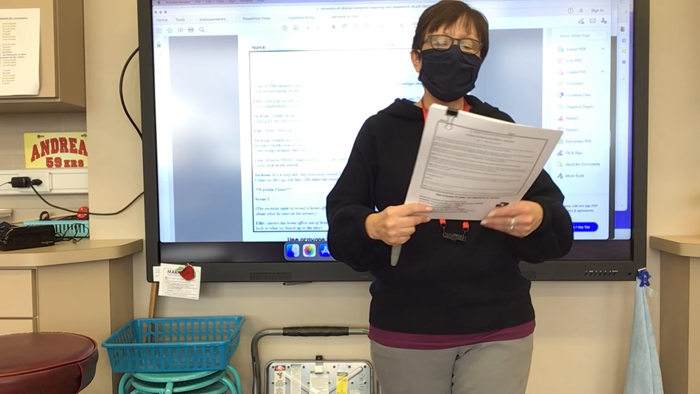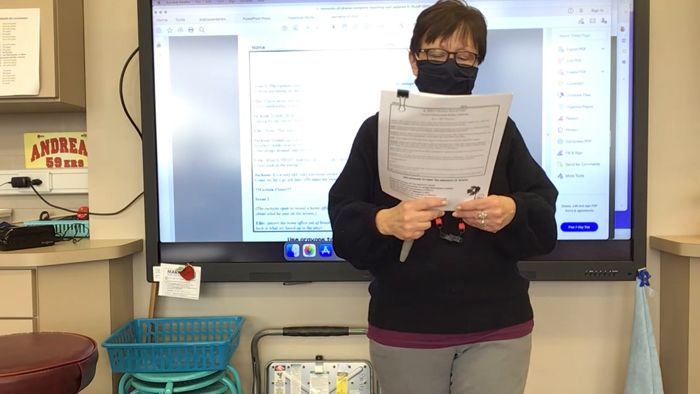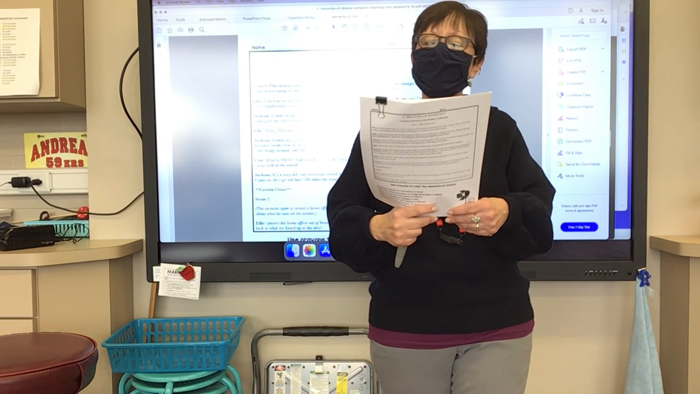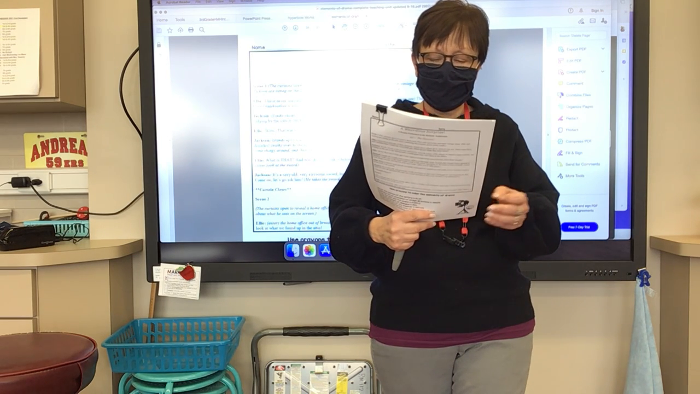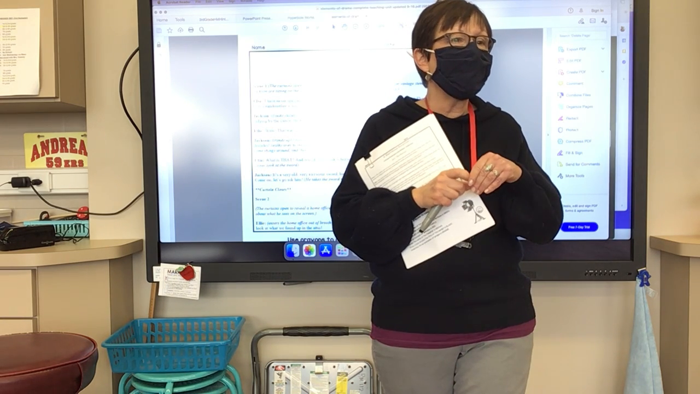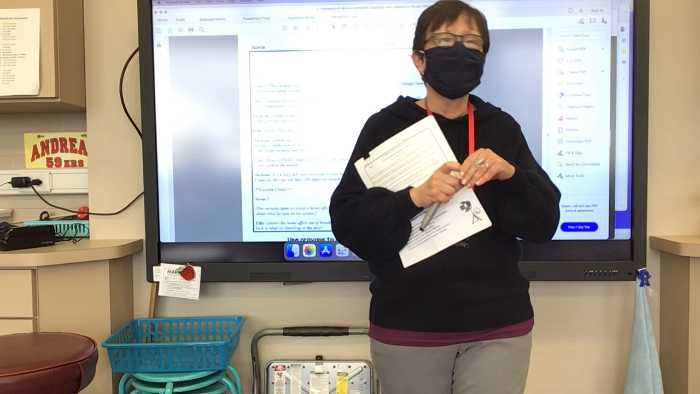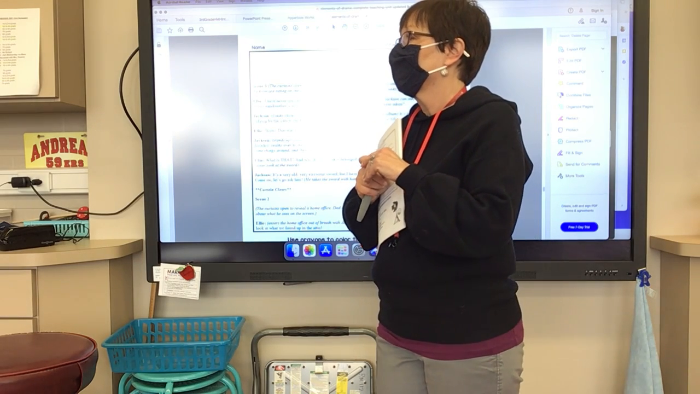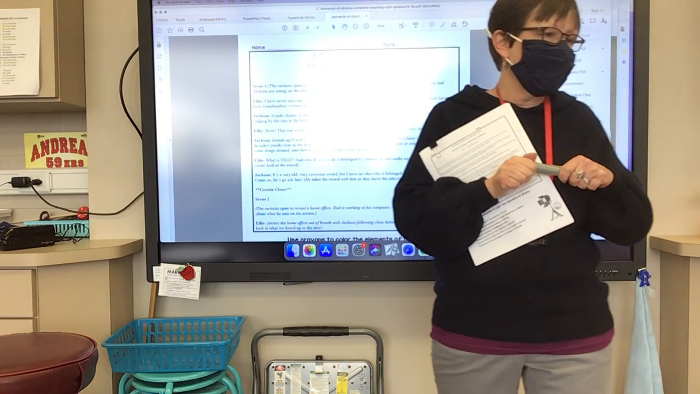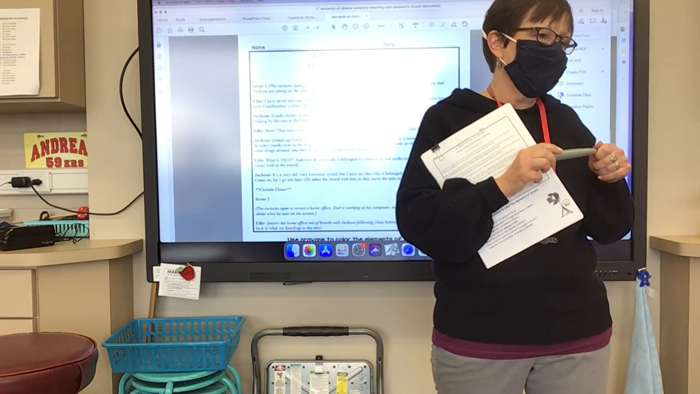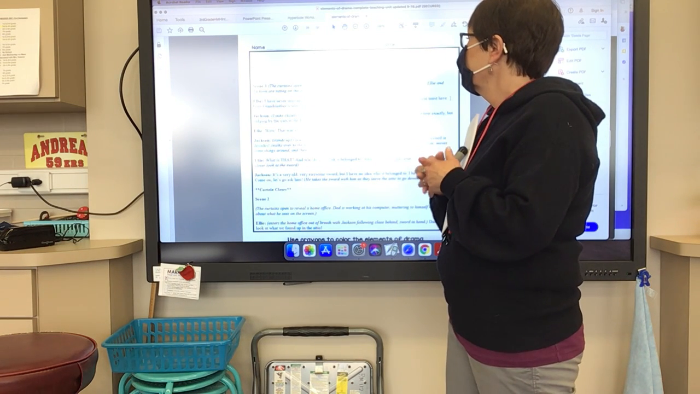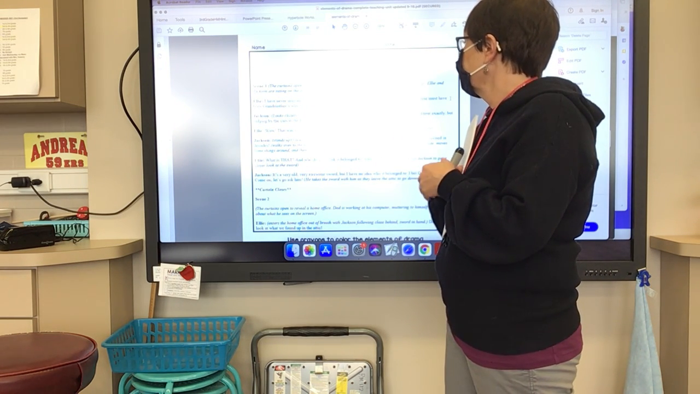I want you to underline some stage directions in green. Could you please underline some stage directions in green? Let's underline the stage directions in green. Stage directions in green, please. Stage directions tell the actors what to do.